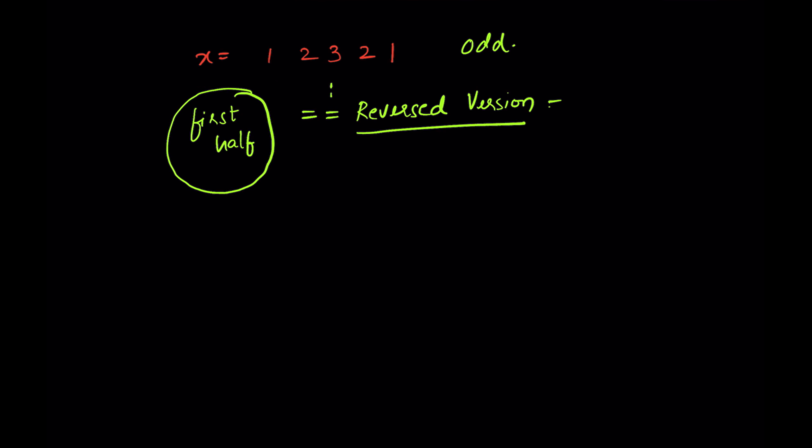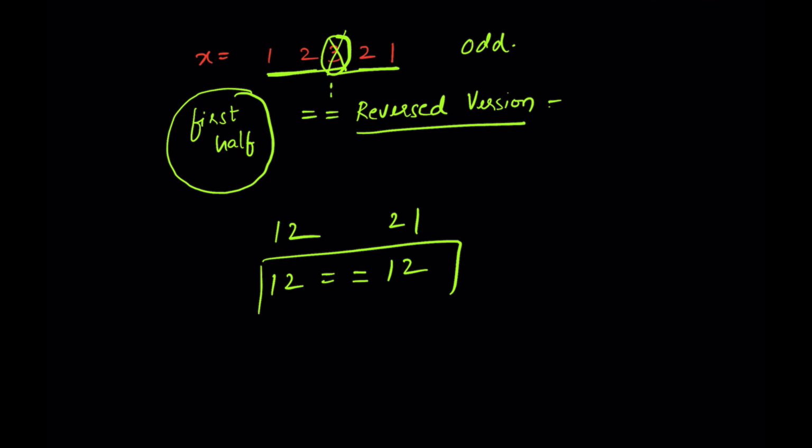Let's cover that scenario too with this input, 1, 2, 3, 2, 1. Now if we calculate the midpoint of this number, it is 3. To look at the first half, we could include 3 in the first half or we can exclude it. If we include it, then it has to be included in the second half as well, or if we want to exclude it, we need to do the same on both. Let's say we exclude it. So the first half is 12, the second half is 21. Reversing that will give me 12, which is equal to the first half, hence the number is a palindrome.